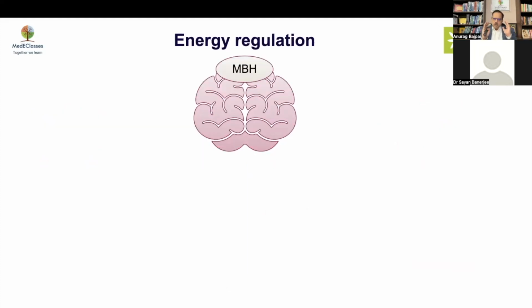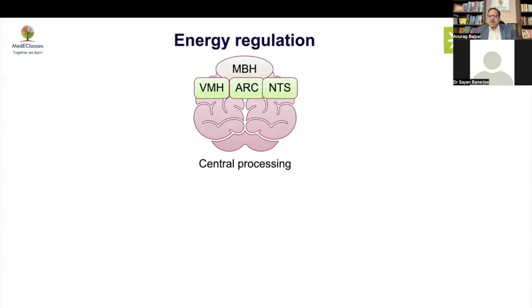Now, the whole process of appetite or eating, which I've said is a major factor regulating the overall process, requires a close interaction of pathways which cause hunger on one side, the orexigenic pathways, and the pathways which say, okay, now you have enough to eat, and cause suppression, the anorexigenic pathways. The main processing unit of all this is the hypothalamus. The mediobasal hypothalamus is the central processing area. The ventromedial hypothalamus, the arcuate nucleus and the nucleus tractus solitarius are the regions which are the major determinants of how much we're going to eat.